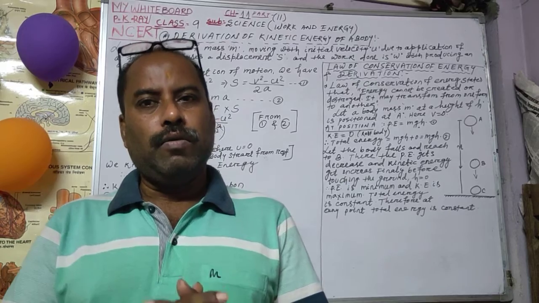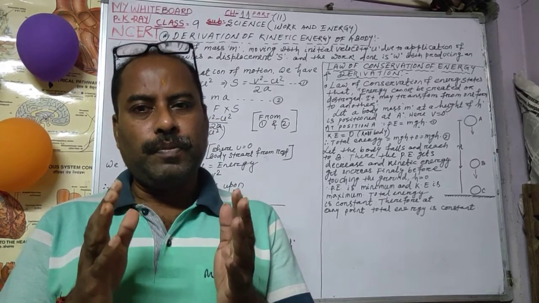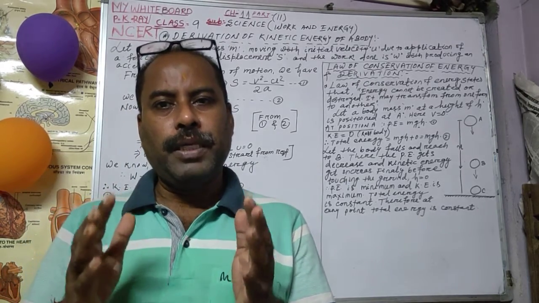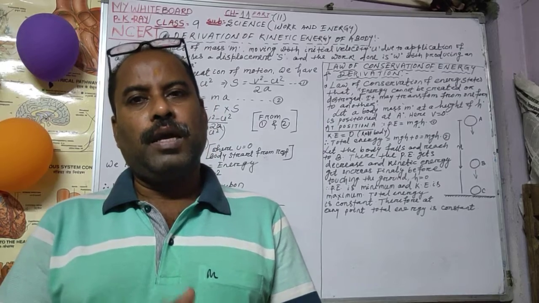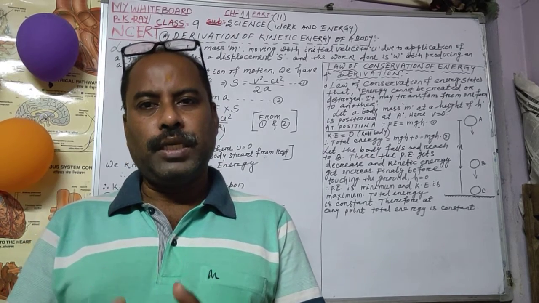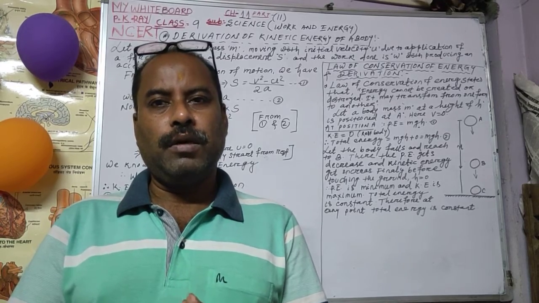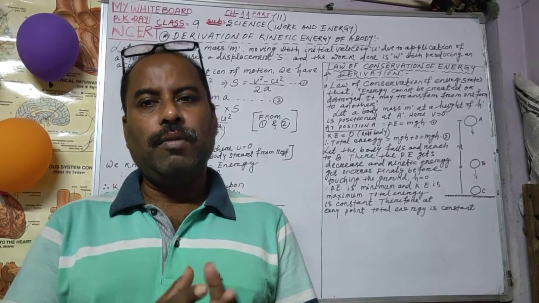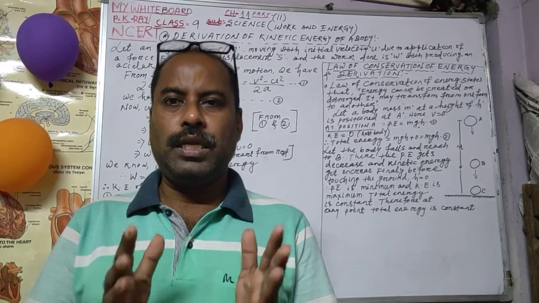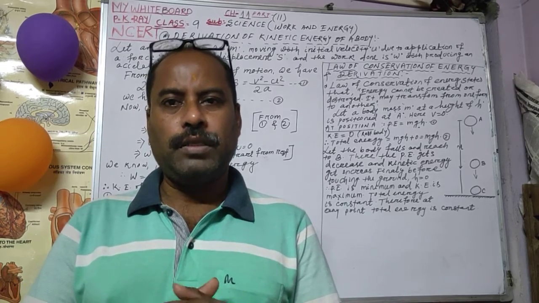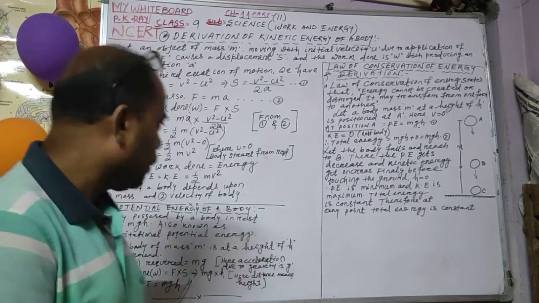So today we have to discuss the derivation, the mathematical expression of kinetic energy and potential energy, and the mathematical derivation of that which is called the law of conservation of energy. These three are important today. So let us come to the board.